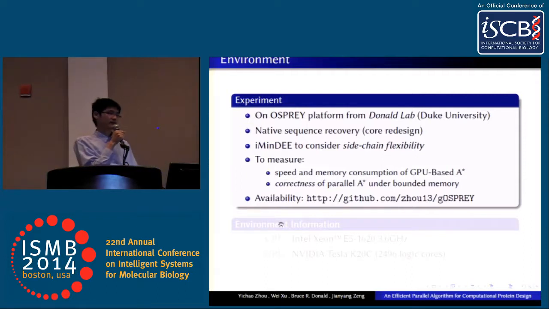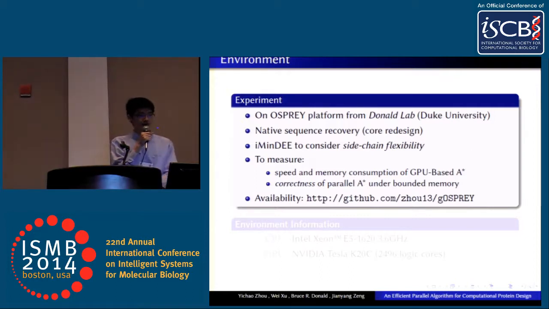Our experiment is based on the Osprey framework from Donald Lab at Duke University. We performed a native sequence recovery experiment on the core redesign problem. We use our new A-star search algorithm with the IMinDEE, which is a very new dead-end elimination criterion, which is able to consider the continuous sidechain flexibility.